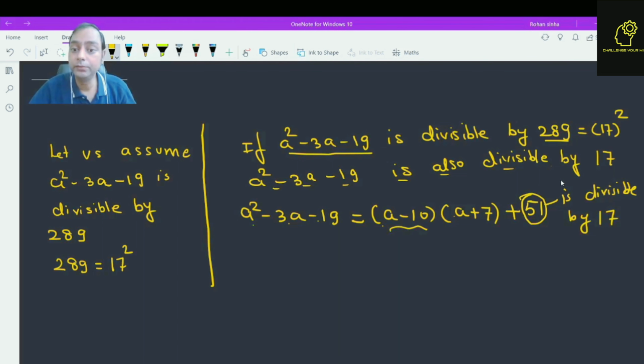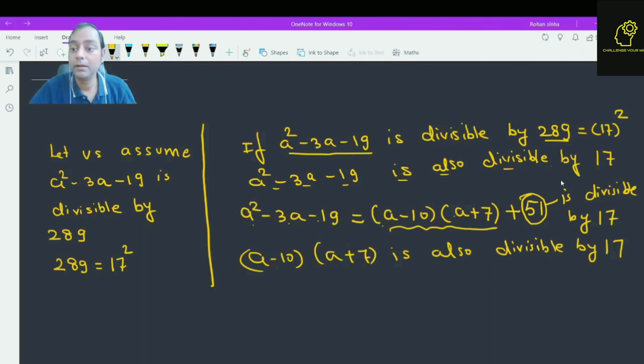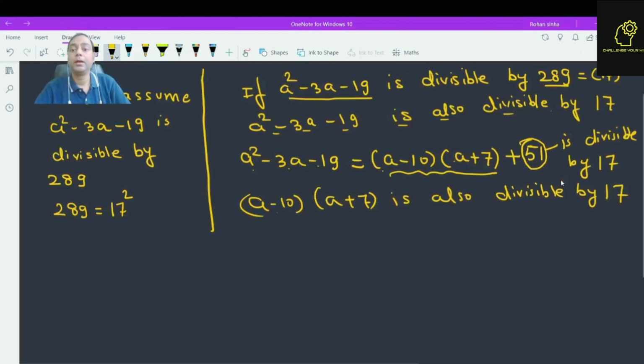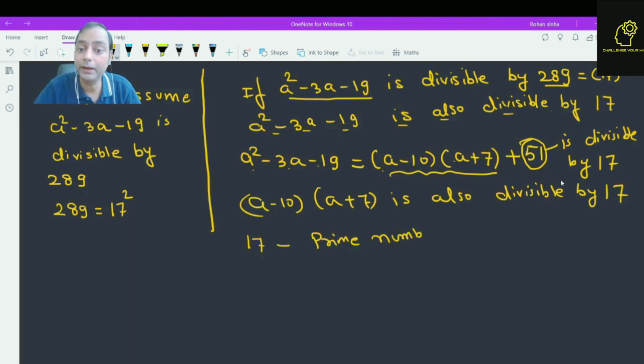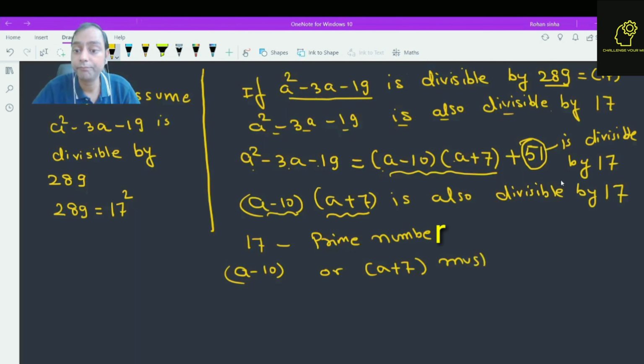So, what can we say? We can say that this a minus 10 into a plus 7 is also divisible by 17. But 17 is a prime number, and we know that a prime number has only two divisors, 1 and itself. This means either a minus 10 or a plus 7 must be divisible by 17.